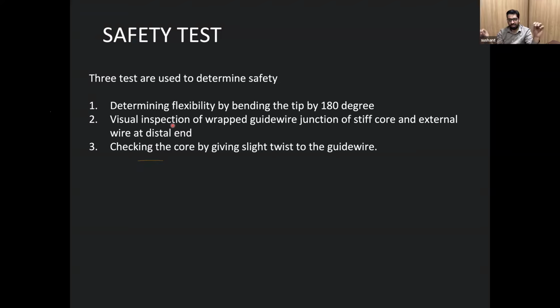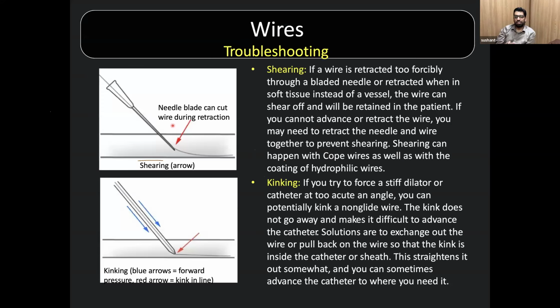We do not want this wire to go in and then get stuck in the body between the needle or the catheter so that we cannot take it out. So these three safety tests of the guide wire should be checked. And another is shearing and kinking of the guide wires. Shearing is when the wire is retracted too forcibly through a beveled needle, so it gets stuck at the end of the needle, and the wire can shear off. As we showed, the wire is made up of two parts: the central stiff mandrel core, and the outer coils.